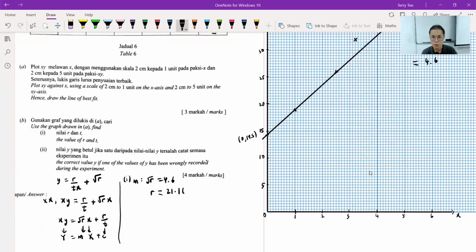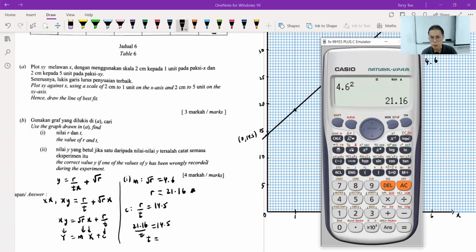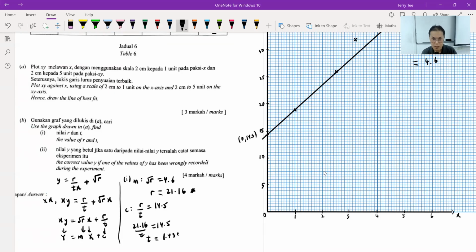So r is 21.16. And to find your y-intercept, we know y-intercept is r over t from the equation. From the graph it is 14.5. Since I know my r, 21.16 divided by t is 14.5. To find t, we take this 21.16 and divide by 14.5. My answer is 1.459. Okay, one more thing.